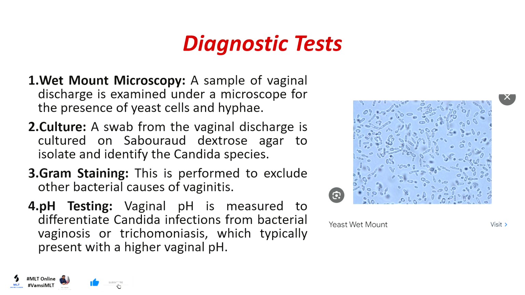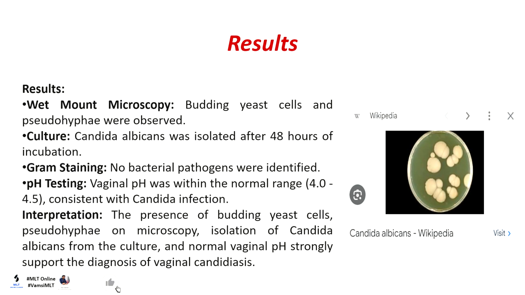pH testing: vaginal pH is measured to differentiate Candida infections from bacterial vaginosis or trichomoniasis, which typically present with a higher vaginal pH. Results: wet mount microscopy, budding yeast cells and pseudohyphae were observed. Culture: Candida albicans was isolated after 48 hours of incubation. Gram staining: no bacterial pathogens were identified. pH testing: vaginal pH was within the normal range, 4.0 to 4.5, consistent with Candida infection.